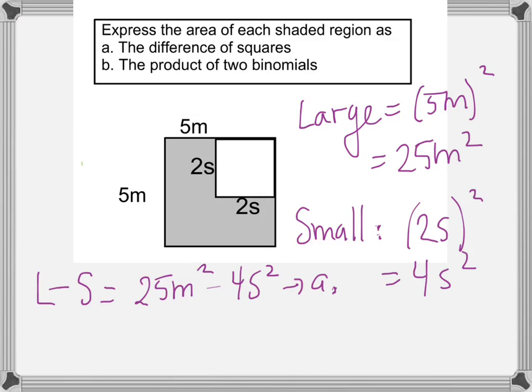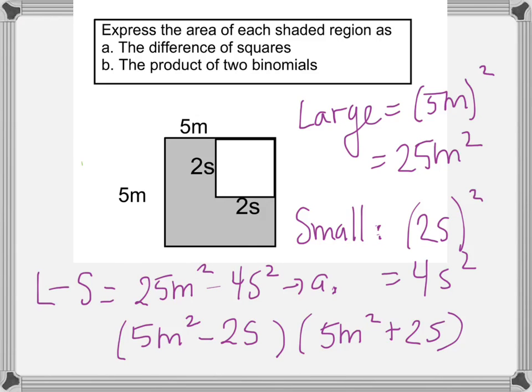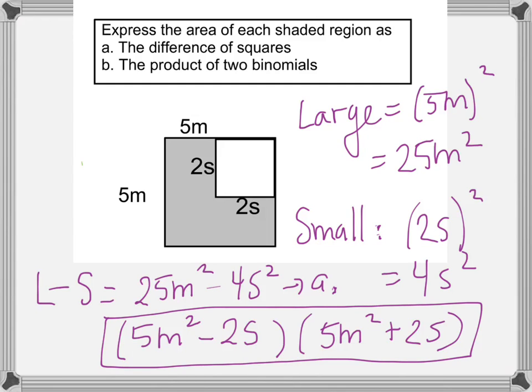And for b, they want you to express it as the product of two binomials. So the square root of 25m squared is 5m. You're going to have 5m here. One's going to be plus, one's going to be minus, and then 2s and 2s, because that is the square root of 4s squared. So that's the answer to B. Okay, and that's the end of the lesson.